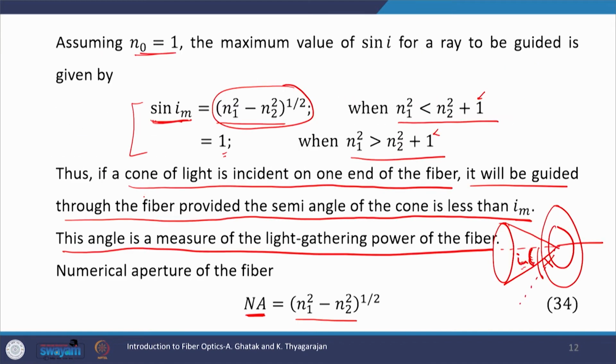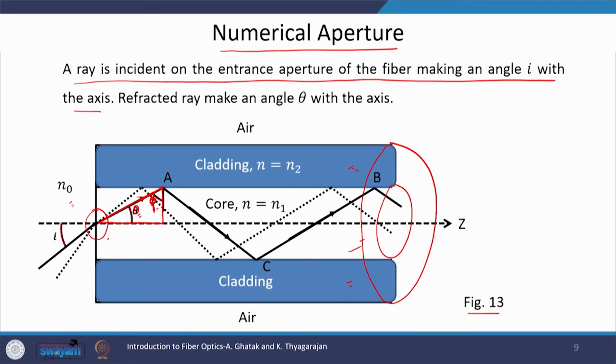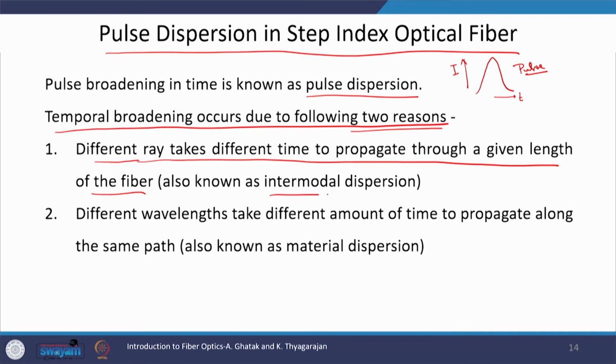Why is it so? If you see in this figure, this dark ray is taking less time because the path length here is smaller, while this dashed line ray will take a longer time because its path length is longer. Therefore, different rays take different amounts of time in traversing the same length of fiber. And why is it so? Because different rays are inclined at different angles with respect to the fiber axis, and this is why at the output we get broadening. This is called intermodal dispersion.